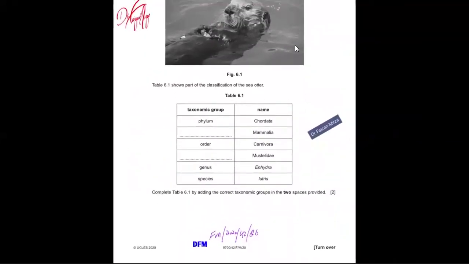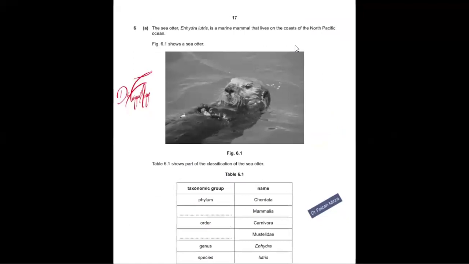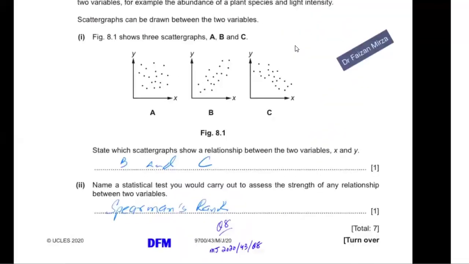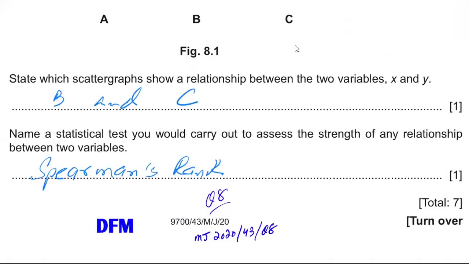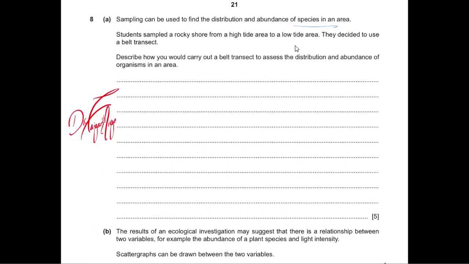And this one, let's take another question here. I would prefer to go to correlations. Okay, this is May June 2020, variant 43, and this is question number 8. Here they're telling us something can be used to find distribution. I did not get the time to write the answer here, but let's just discuss it. So sampling can be used to find a distribution abundance of species in an area.